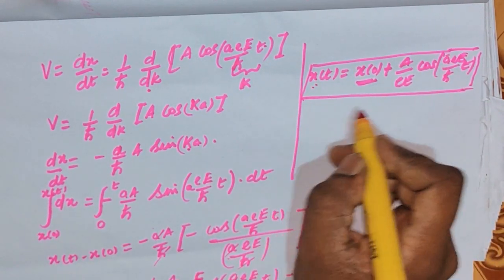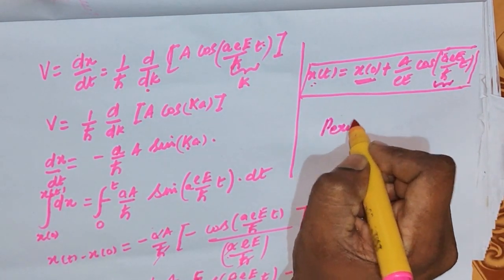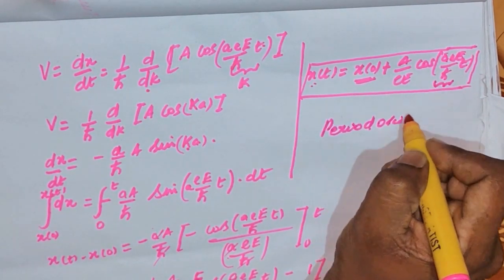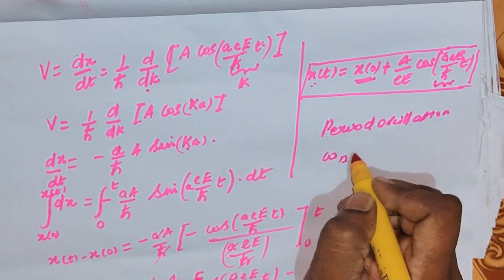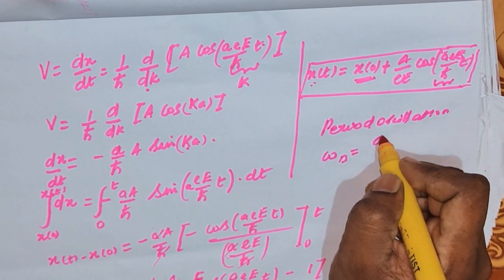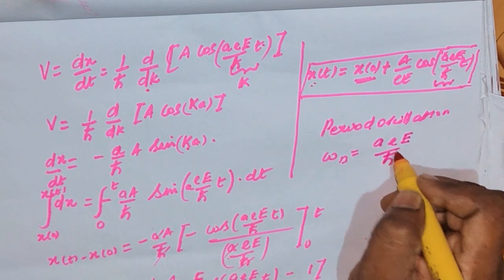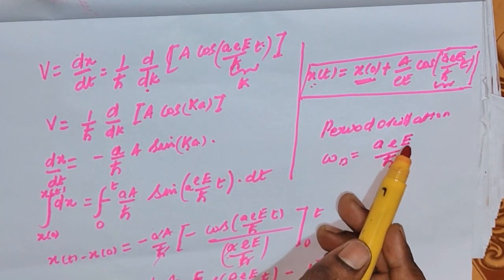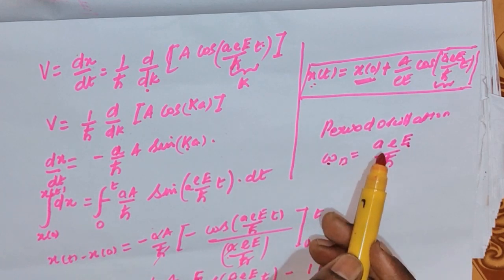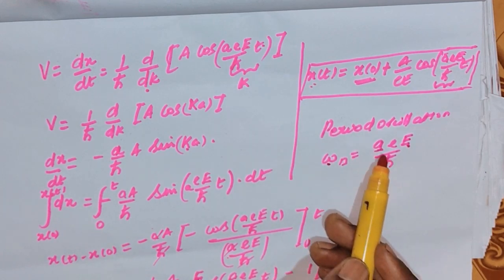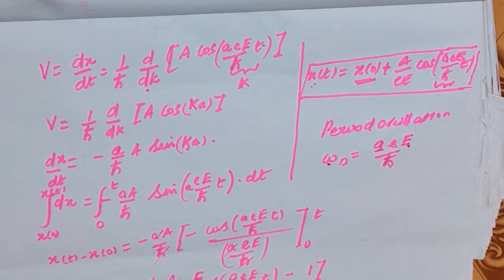The period of oscillation, from here you can just guess it. The frequency, omega b you can call it, is the lattice parameter times the charge of the electron times the external electric field divided by h cut. If you increase the external electric field, the oscillation frequency will increase. If your lattice constant is large, then the oscillation frequency will be large. E and h cut are constants.